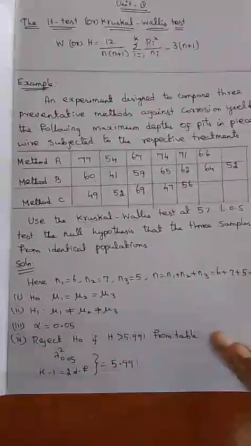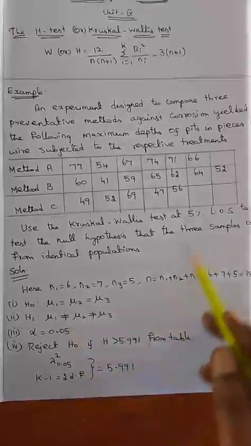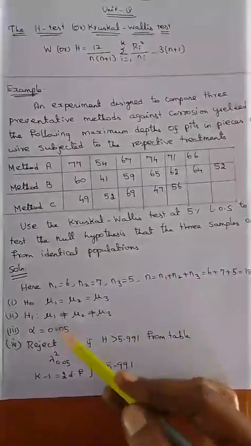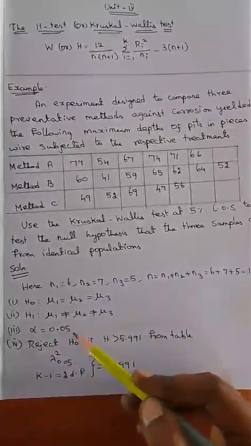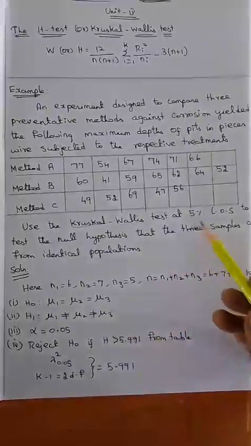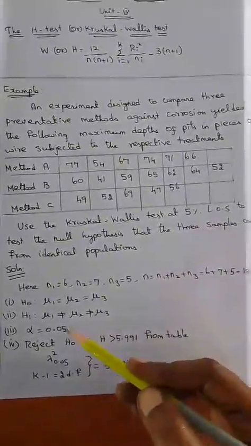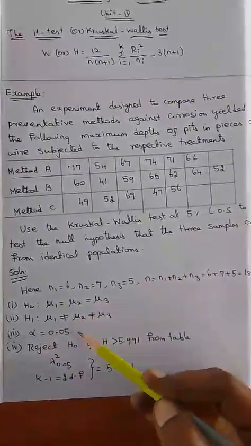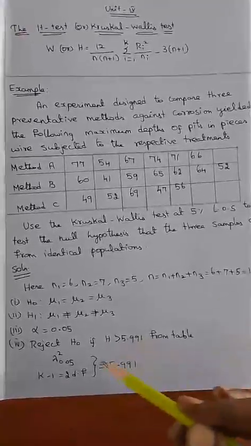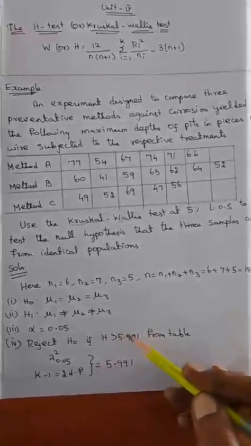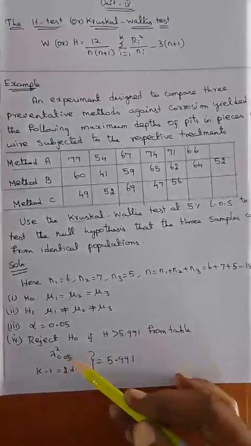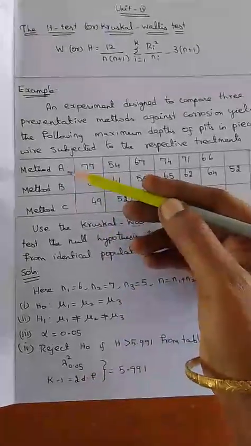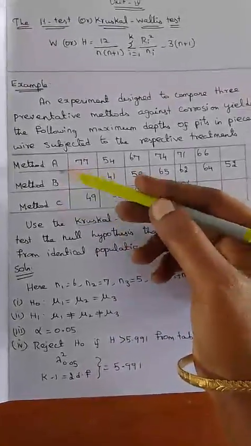In this problem the level of significance is alpha equal to 0.05. If they don't mention it, we have to take alpha equal to 0.05. If they specifically mention to use 1% level, then we have to use that value. Otherwise the level of significance is always 0.05. So this is from our chi-square table. In the chi-square table, we have to check the degrees of freedom, which is k minus 1, where k means the number of methods. Here there are 3 methods overall.